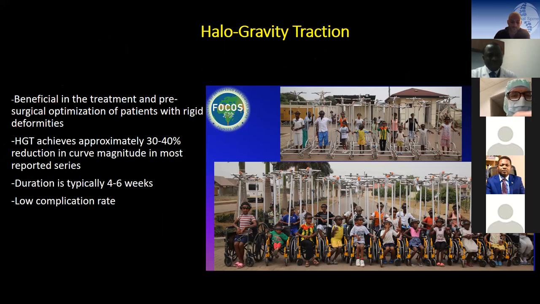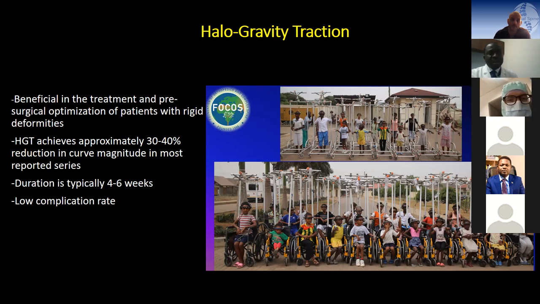The picture you see to the right is actually copied from Focus Orthopedic Hospital, which is founded by Dr. Heneba Boache and is stationed in Accra, Ghana, which is my home country. Every year, I have the privilege of going to the hospital and learning how to take care of some of these spinal deformities.